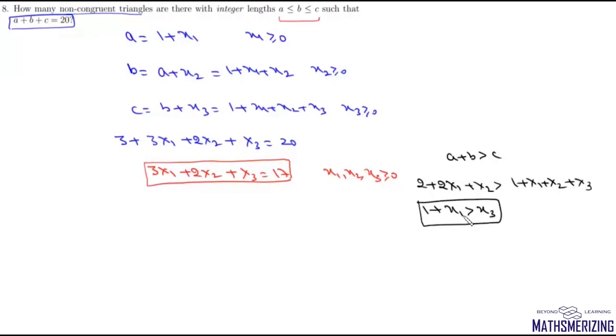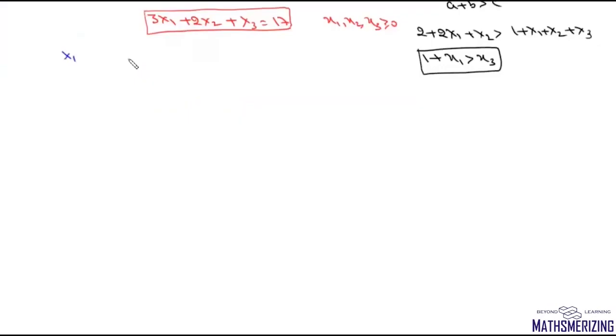So now we'll put in the values of x1, x2 and x3, and then we'll see how many such triangles are possible. Now we'll take x1 as 0. Then in that case, we get the equation 2x2 plus x3 is equal to 17. Now we also know that x3 is less than 1 plus x1, so x3 is less than 1. So the only value possible for x3 is 0. Now x3 has to be an odd number to get an integral solution. So that means for x1 equals 0, we won't get any solution.